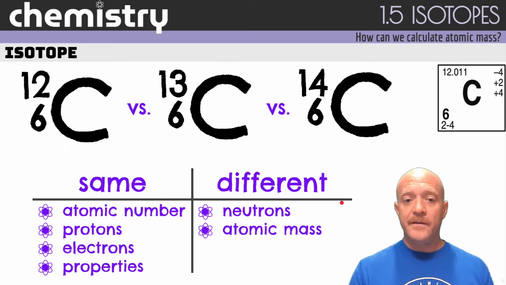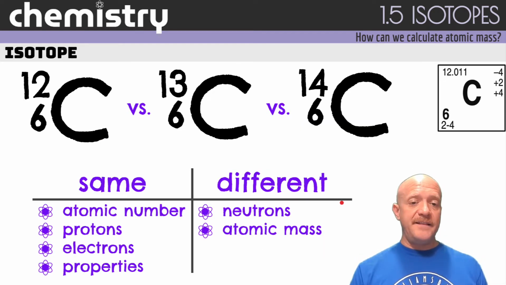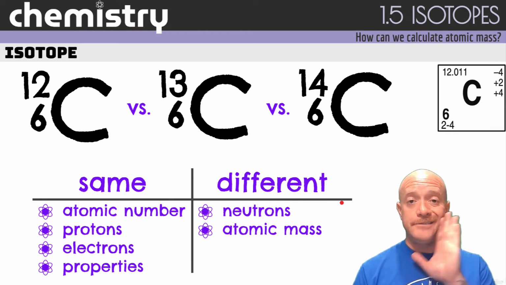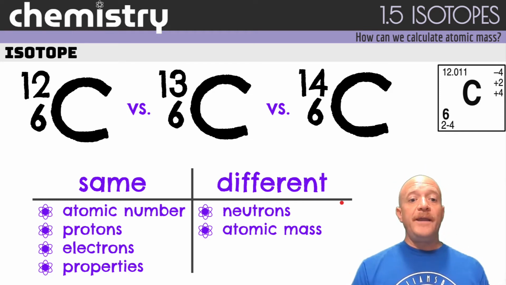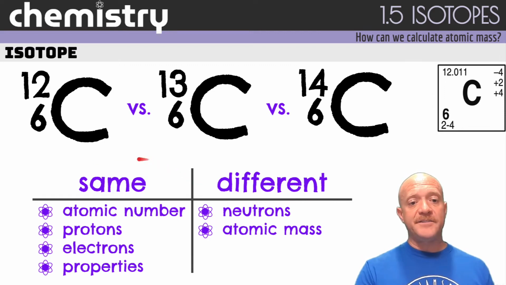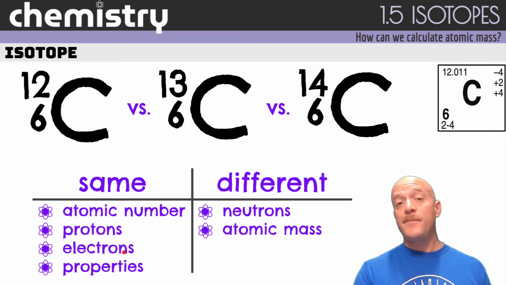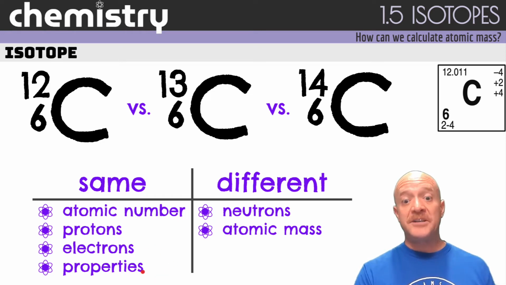This is what is similar and different, and you should pay attention to this. In fact, you should write it down. We have the same atomic number between all these carbon isotopes, the same protons, the same electrons, and the same properties. What is different? We have different neutrons, which gives us different atomic masses.